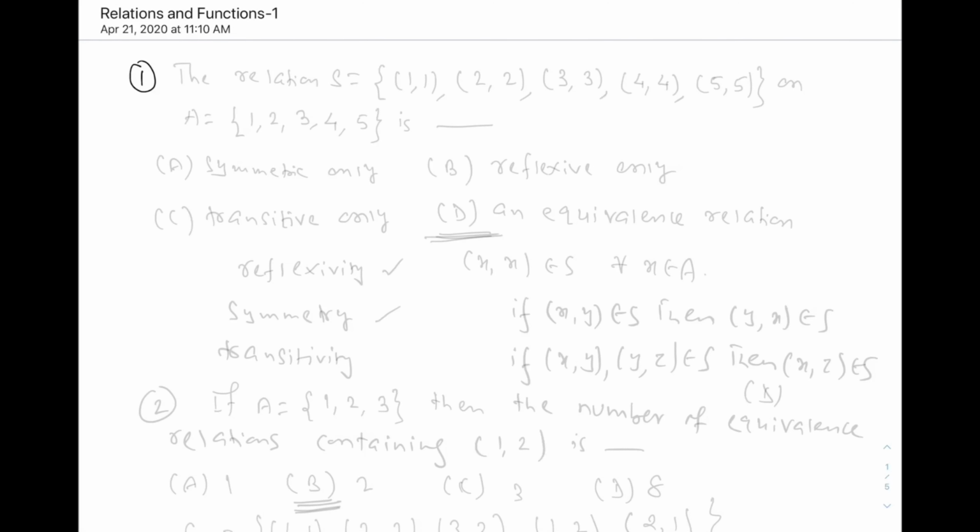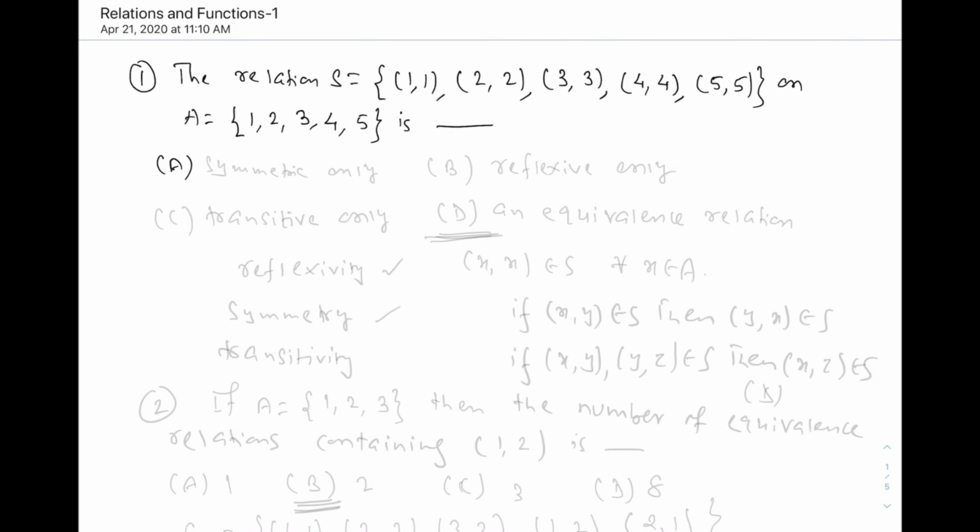So you have a relation S, given like this: (1,1), (2,2), (3,3), (4,4), (5,5), on a set A equal to {1, 2, 3, 4, 5}. Then the question is, what type of relation is this?